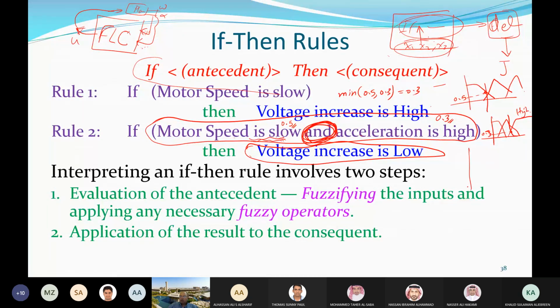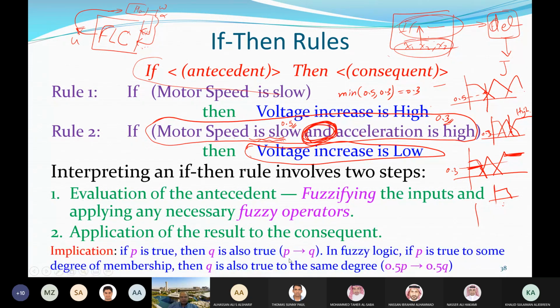Voltage increase also has some values: low, medium, and high. So when you see this equal to 0.3, this is low with 0.3. This is the output of this rule, or the consequent part.